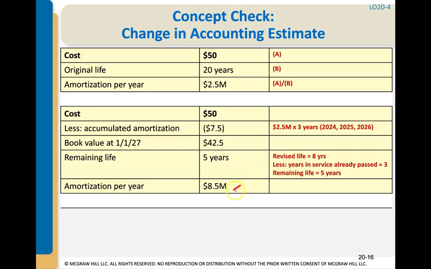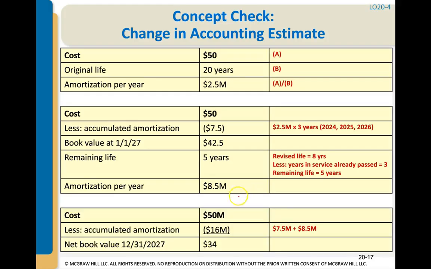So I would record this $8.5 million every year for the next 5 years: I would debit amortization expense for $8.5 million and credit accumulated amortization for $8.5 million for the next 5 years. But let's go on, because the problem isn't asking you how to record it.